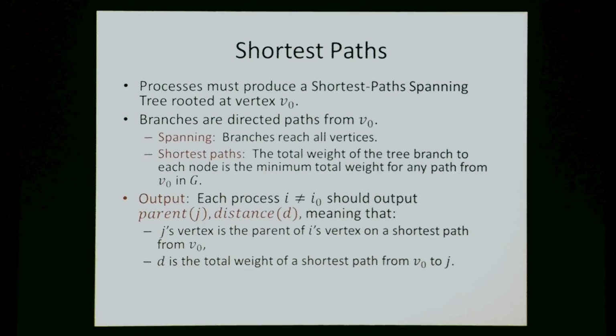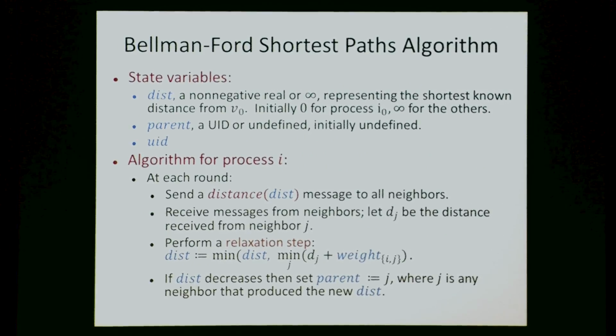After R rounds have passed in this kind of algorithm, what do the estimates look like? Well, after one round, everybody's got their best estimate that could result from a single hop path from V0. After 2 rounds, you also get the best guesses from 2 hop paths. And after R rounds in general, you have your distance and parent corresponding to a shortest path chosen from among those that have at most R hops.